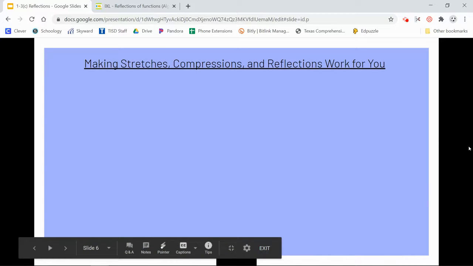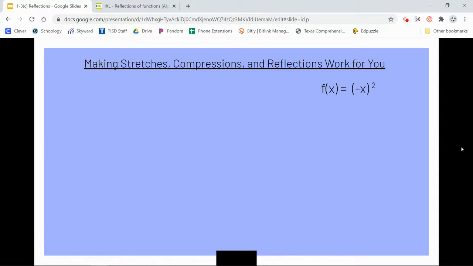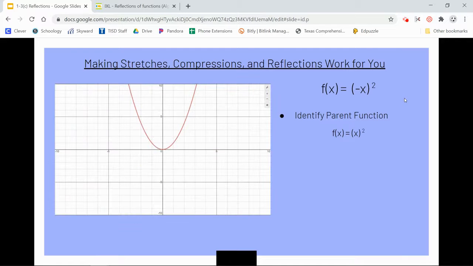So, making the reflections work for you. Now we're going to look at when x is negative, when we put the negative inside, and this becomes negative b. A negative in front of an x is just -1. So again, if we remove that, we can figure out our parent function, and that is the x squared function, the quadratic. Now we apply that negative to it, and this time it's reflecting across the y-axis.